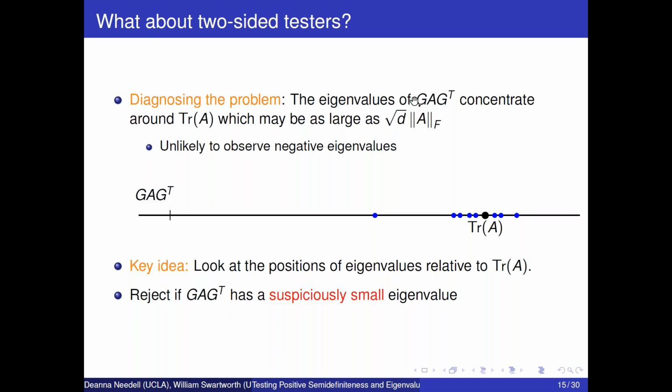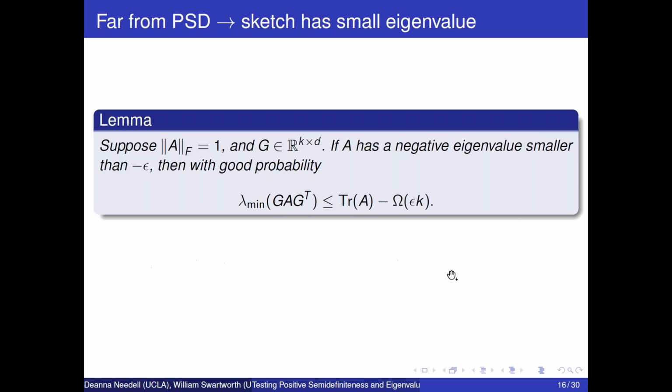So the idea behind the algorithm is very simple. You have a matrix, compute G A G transpose, and also estimate the trace of A. There are efficient sketches to estimate the trace of A. And you just reject if G A G transpose has a suspiciously small looking eigenvalue, if there's some eigenvalue that's far enough away from the trace of A. Okay, so here is the formal argument. Again, earlier we were looking at scale invariance. We can assume the Frobenius norm of A is 1 by scaling.